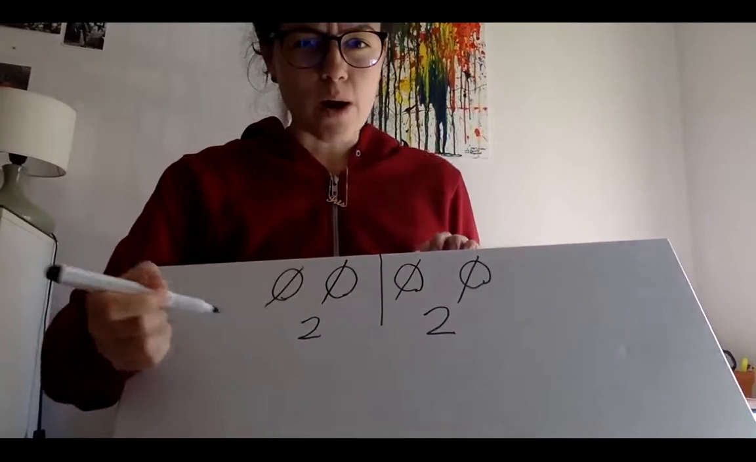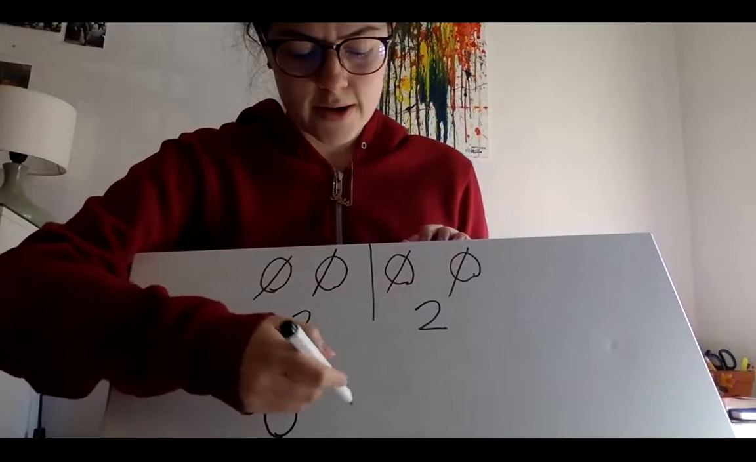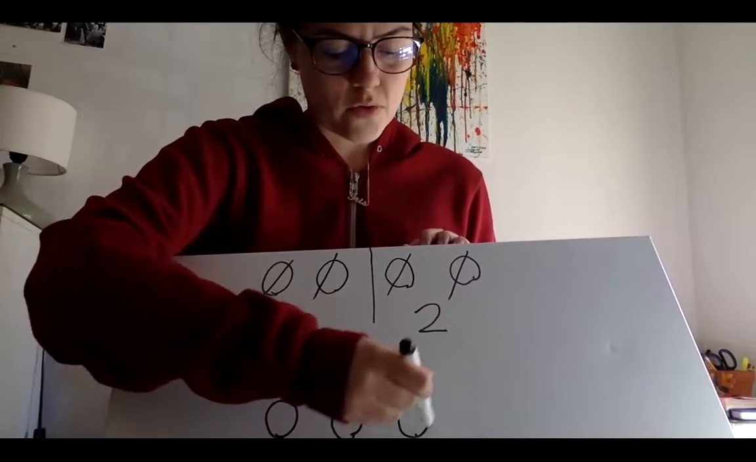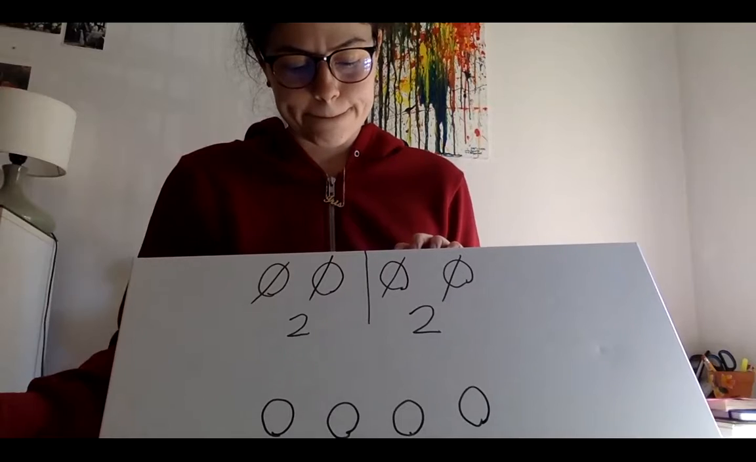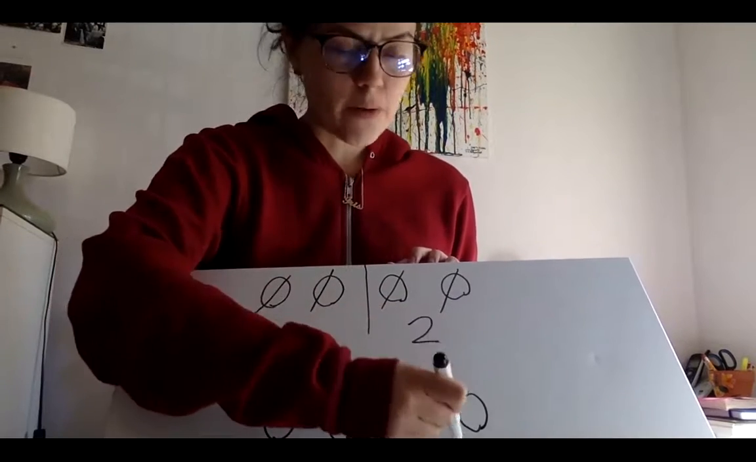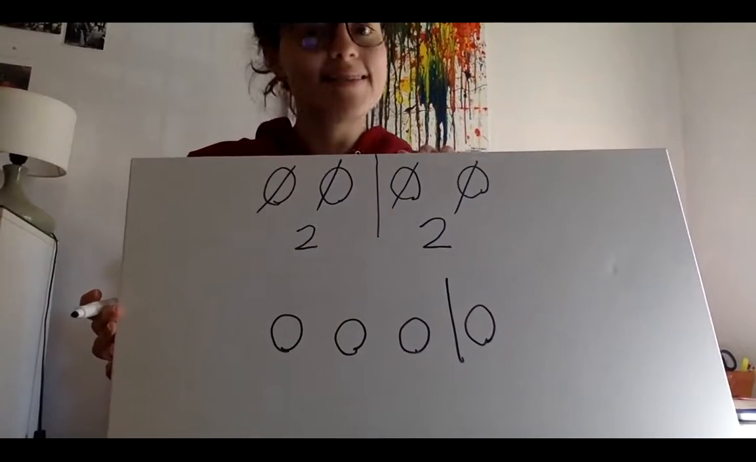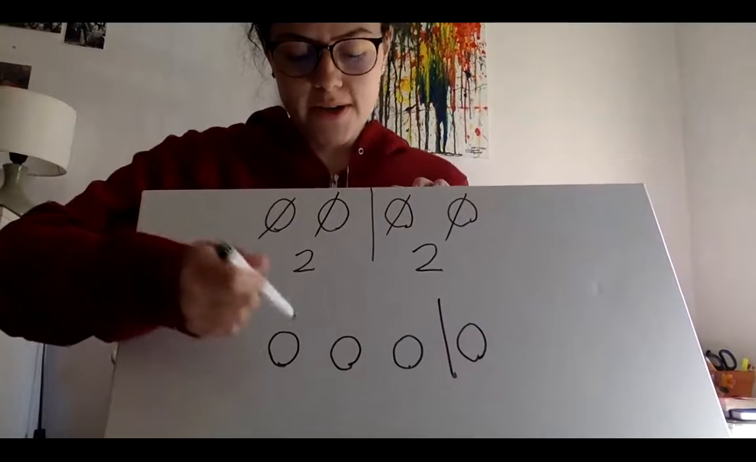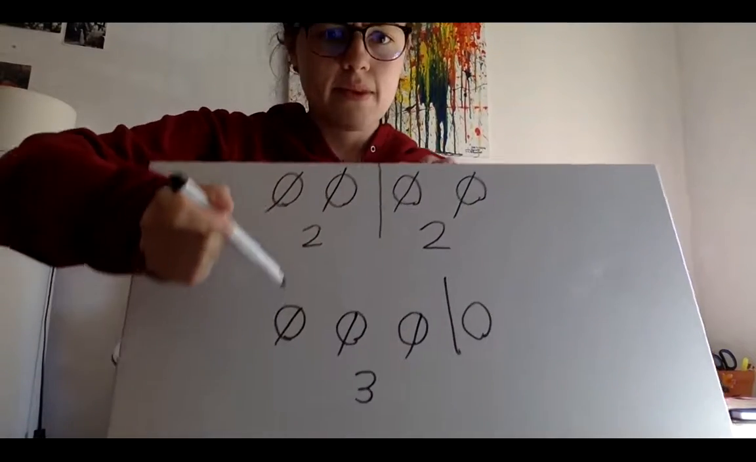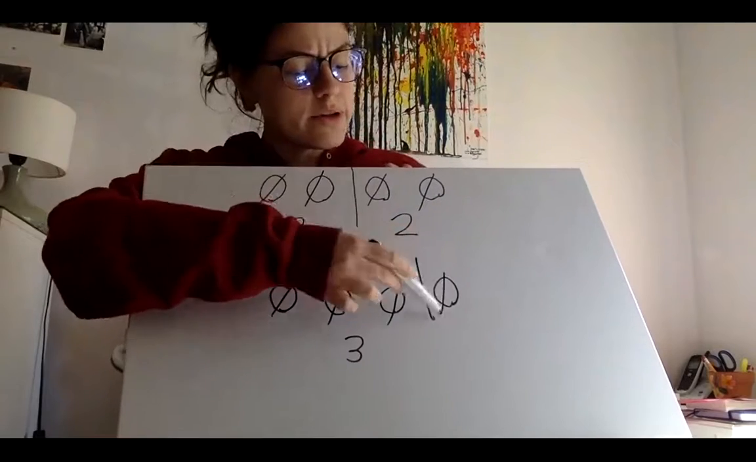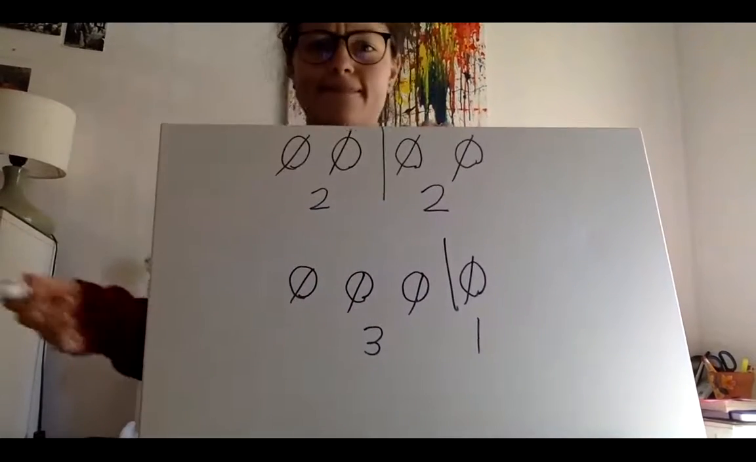Let's see if we can do it one more way. 1, 2, 3, 4. Let me chop it somewhere differently. Chop. Let's count how many dots are in our first part. 1, 2, 3. And in the second part, 1.